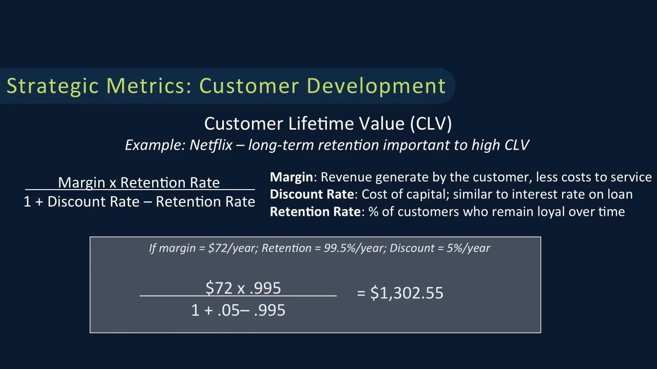For example, if the margin is $72 per year, the retention is 99.5% per year, and the discount is 5% per year, we can calculate CLV as $72 multiplied by 0.995 divided by 1 plus 0.05 minus 0.995 for a total of $1,302.55. Therefore, that customer who makes $72 a year for us is worth $1,300 over time.